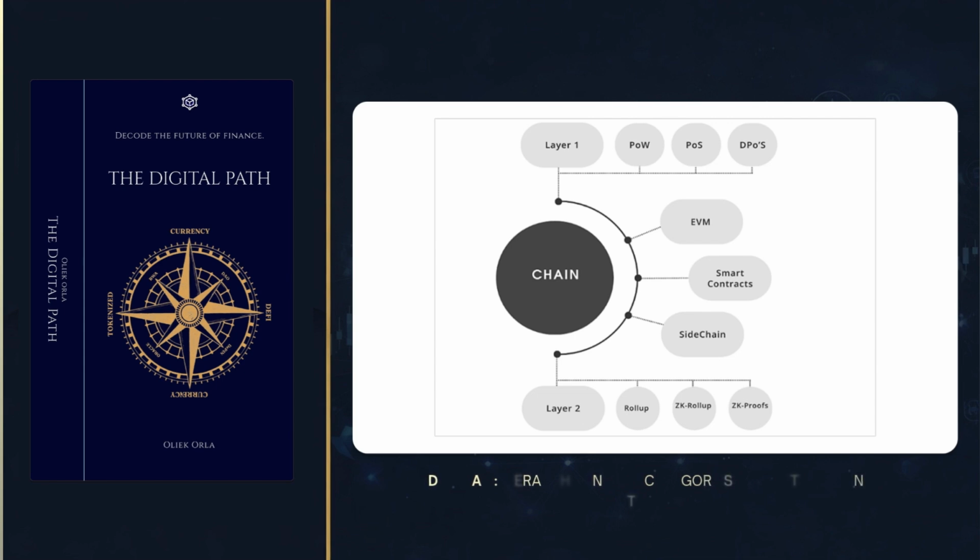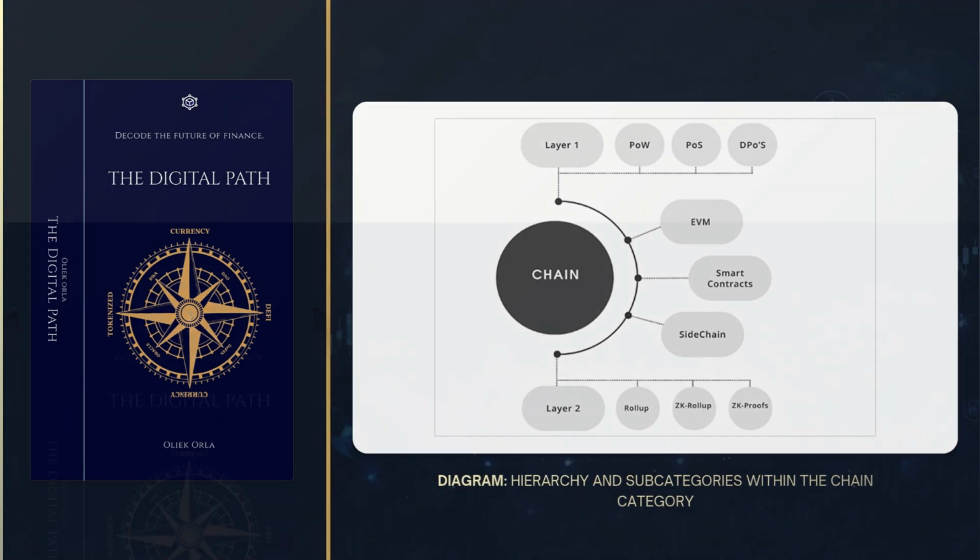EVM, Ethereum Virtual Machine. This subcategory includes projects that provide compatibility with the Ethereum virtual machine. This allows developers to deploy smart contracts and decentralized applications originally built for Ethereum with little or no modification, simplifying migration and expanding the Ethereum ecosystem across multiple networks. Examples: BNB Chain, Avalanche C Chain, Polygon, and Phantom.